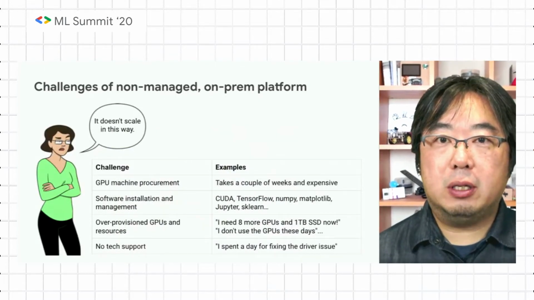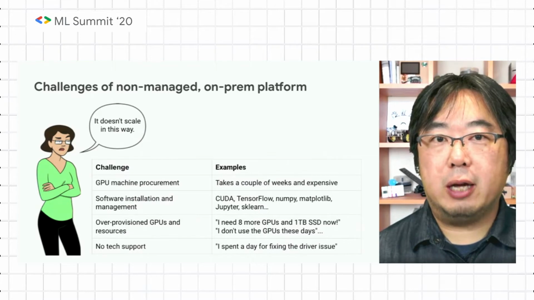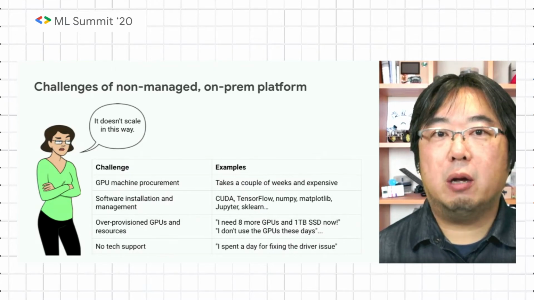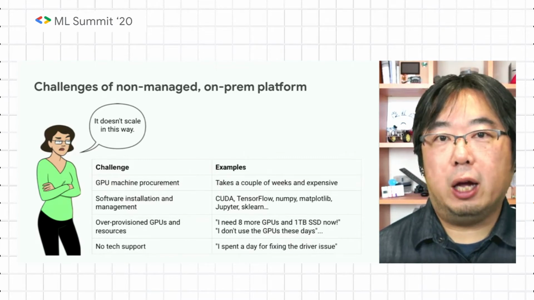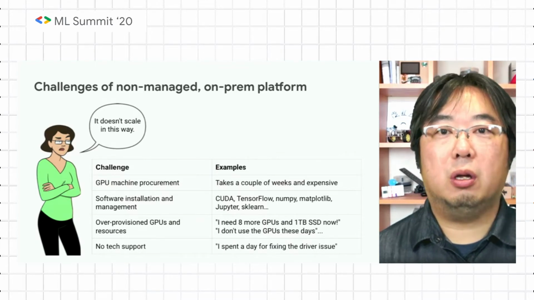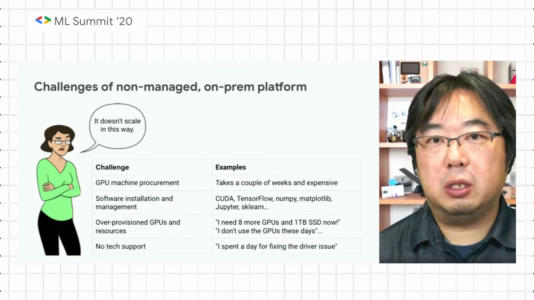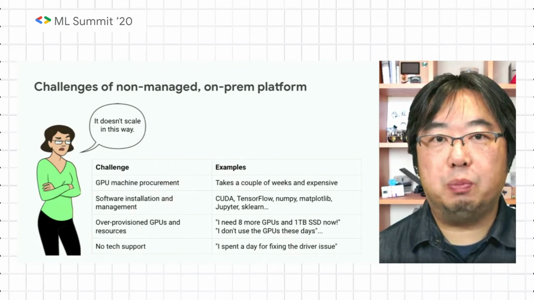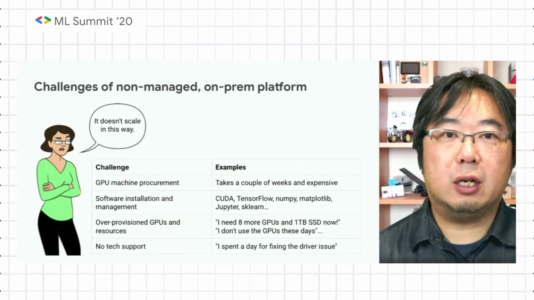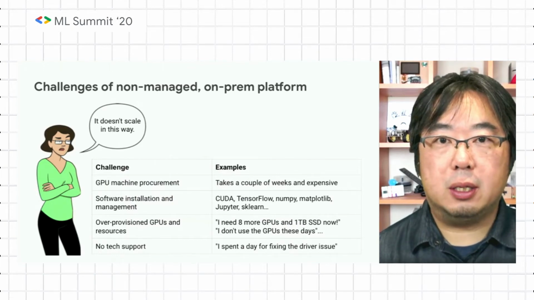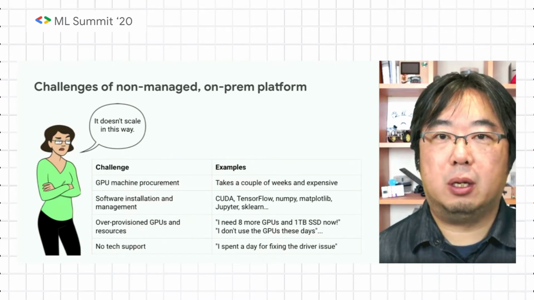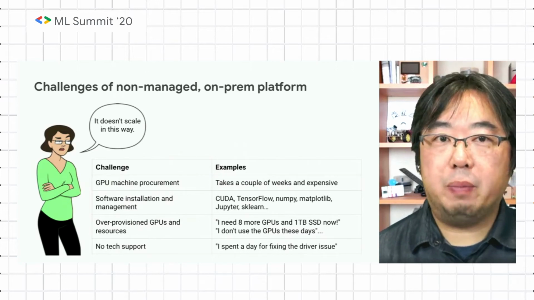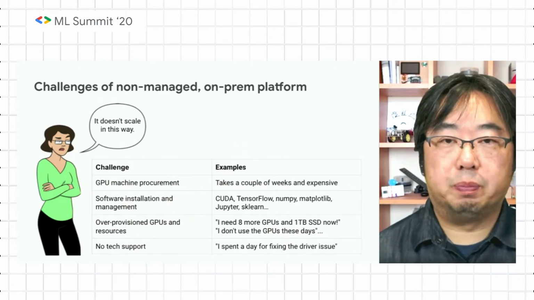So these are the challenges when you want to scale out the development platform of machine learning systems. In the early stages, data scientists would order new GPU machines as on-premise GPU servers, but usually it takes a couple of weeks and they are expensive machines. And also in early days, data scientists would spend their time installing the software, CUDA, TensorFlow, NumPy, Matplotlib, and so on by themselves.